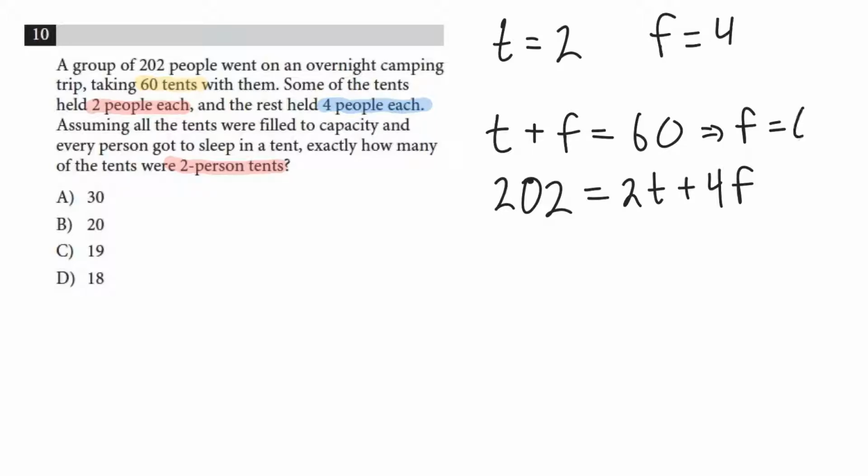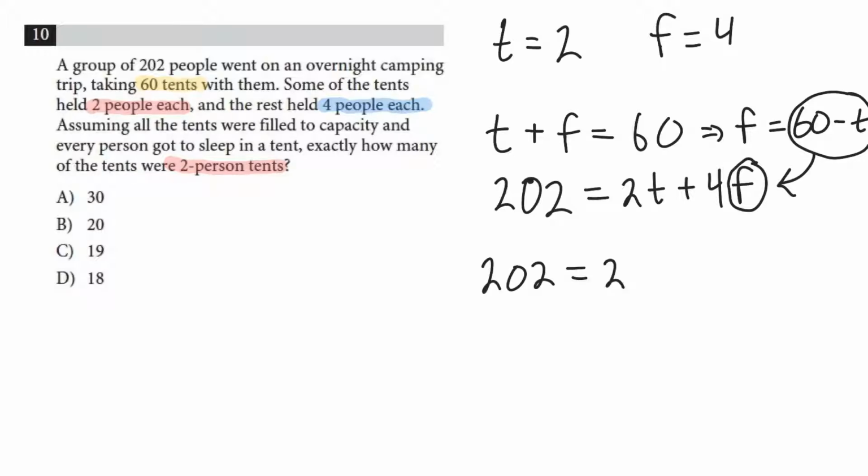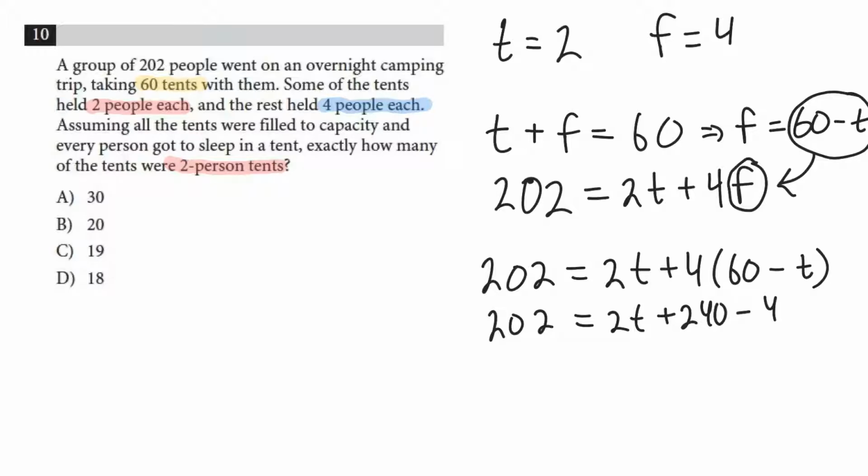Alright, so if I'm eliminating the F, the 4-person tents, I see that this first equation, if I subtract T from both sides, I'll get 60 minus T equals F. Okay, well I can substitute that into the second equation here. Alright, so I've got 202 equals 2t plus 4 times 60 minus t. Alright, I'm just going to distribute here, plus 240 minus 4t. Alright, I'm going to subtract 240 from both sides, and I'm going to combine like terms.